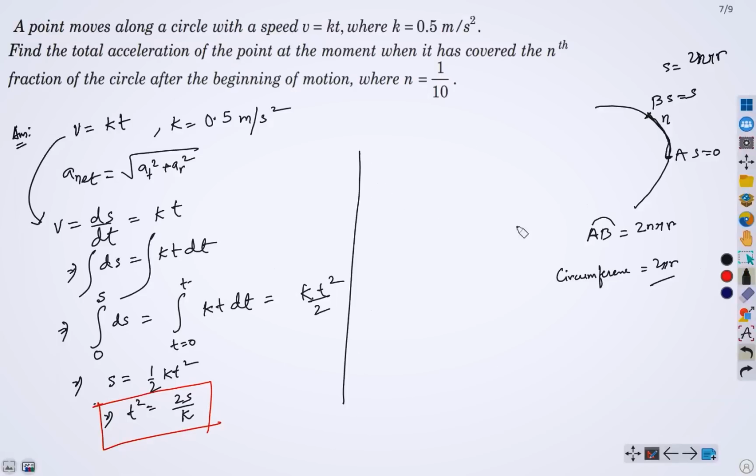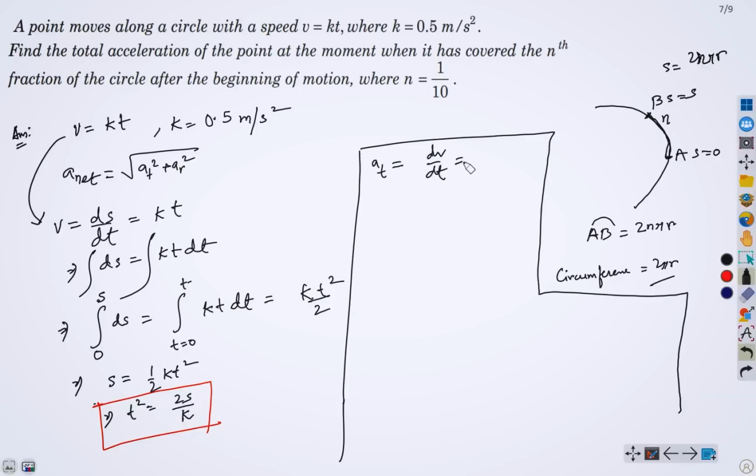Okay, so now what we are going to do, let's put a box here so that things don't get jumbled. So we have to determine AT and AR. We know our AT is dv by dt, and dv by dt is K because V equals KT. So we obtain AT, and we have to obtain AR, and AR is V square by R. So V is KT, so K square T square by R. Substituting the value of T square from here, we have K square times 2S by KR. Yes, this is K times 2S by R. One K will get cancelled out.